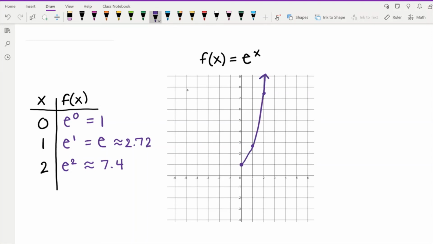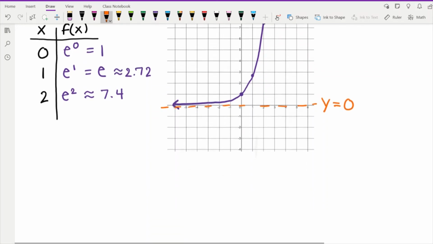And then the left side, as we said, it's going to have a horizontal asymptote, just like any other exponential function. So basically, everything that we learned about exponential functions in the first video about exponential functions applies to e to the x. So let's write down some of those things.